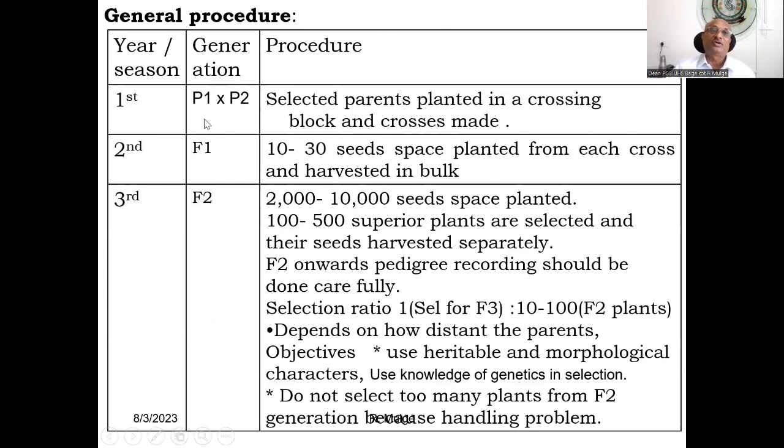The advantage of these dominant genes, you can get it here. So two homozygous parents are crossed. The selected parents are planted in a crossing block, and the crosses are made. You make the crosses, get the seeds, and use them for the next season. Second season, the seeds you got in the previous season are nothing but F1 seeds, and 10 to 30 seeds are space planted from each cross and harvested in bulk.